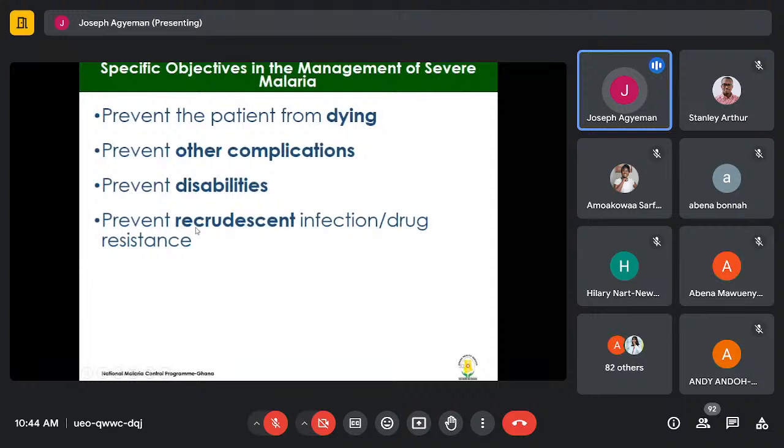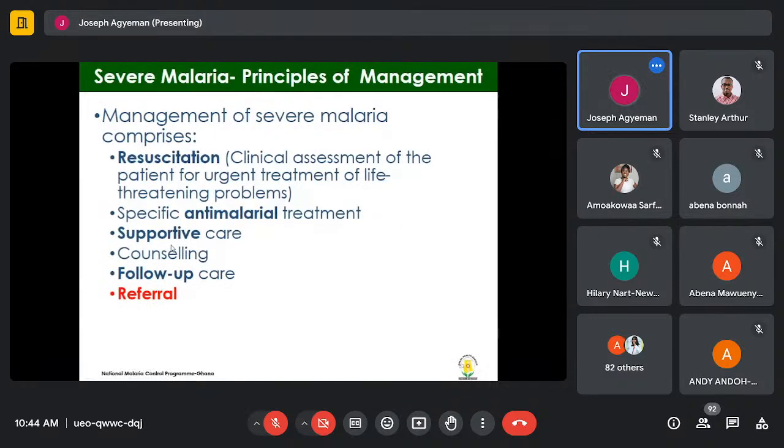And since you have hyperparasitemia, it is possible that we may kill and leave some behind to cause recrudescence, or even non-optimal exposure of the parasite to the anti-malarial agent. We don't want to cause recrudescence. We don't want to cause resistant strains. So these are very important.